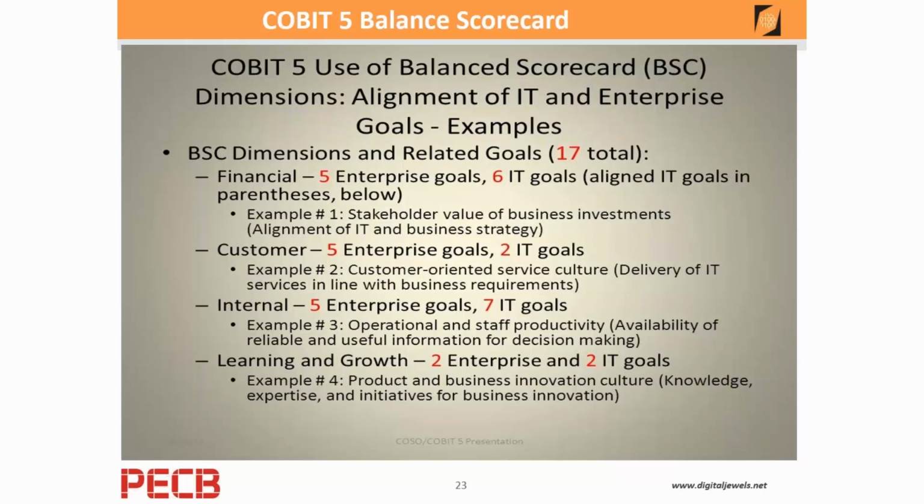So let's take the balance scorecard broken down. Financial, we talk about 5 enterprise goals and 6 IT goals. So an example could be the stakeholder value of business investment. Shareholders, they want to know how much have they invested and what is it yielding. Therefore, the alignment of IT and business strategy must be evident to them. When we're talking about customer, we have to look at what customer orientation do we have. It determines the service culture within the organization.